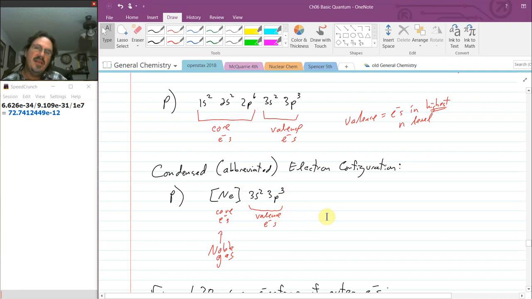And it really just gives us a nice condensed way to write that electron configuration, where we're talking about the core, not so important, right? But then the valence ones, much more important. There are 5 of them here for phosphorus.